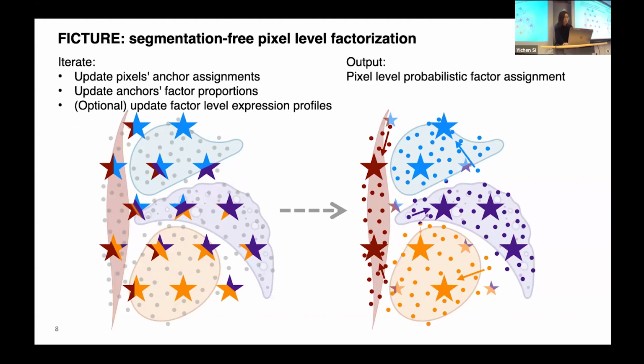The key step in FICTURE is to allow each pixel to look around to pick which anchor point to go to, and update. So the anchor will collect those pixels and update its own factor assignment. And optionally, we could also update the factor-level gene expression profile periodically. So the output of this method is a pixel-level probabilistic factor or cell type assignment.